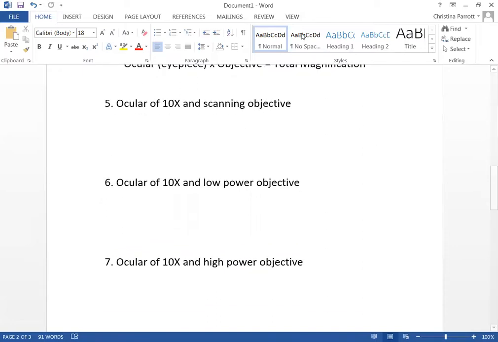So again, we're going to do the total magnification. So our ocular here is 10. So now we've changed the magnification of our ocular. So we're going to multiply 10 times our scanning. Remember, your scanning objective has a magnification of 4. So 10 times 4 means our total magnification is 40.